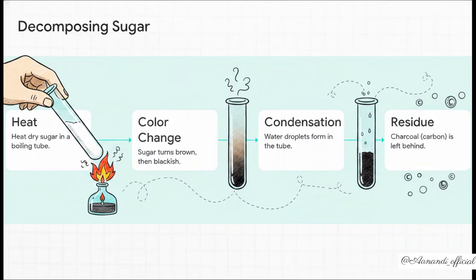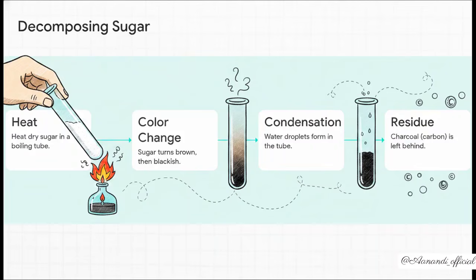We can actually see this chemical combination in reverse if we break a compound down. Take everyday sugar. It looks like a simple, pure white crystal, but if you heat dry sugar in a boiling tube over a spirit lamp, you can literally watch it decompose. First, it turns brown, then a charred blackish color. As it gets hotter, you'll see small water droplets condensing near the open end of the tube.